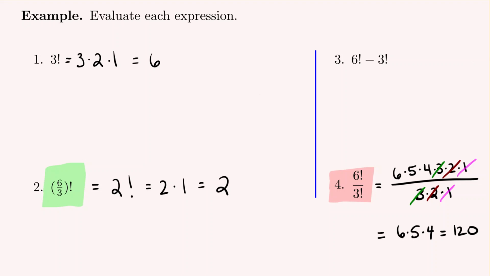Now in our final example, it says take 6 factorial and then subtract 3 factorial. So in order to do this, I must calculate 6 factorial first, calculate 3 factorial. We already know 3 factorial is 6. So let's off to the side calculate 6 factorial.